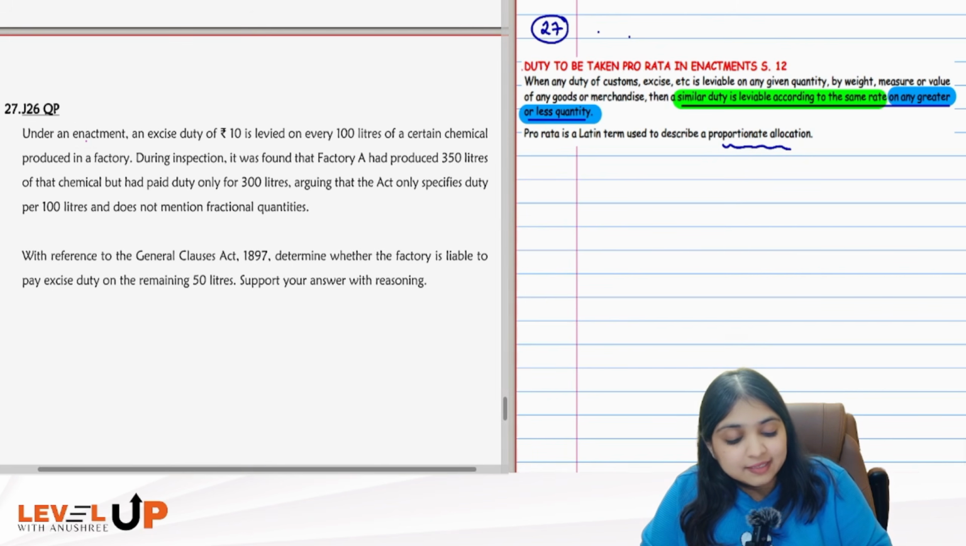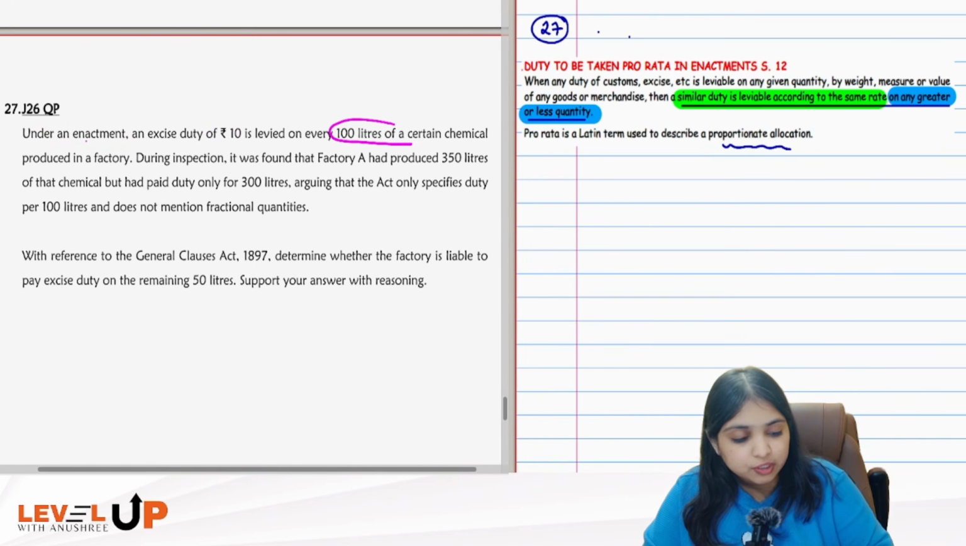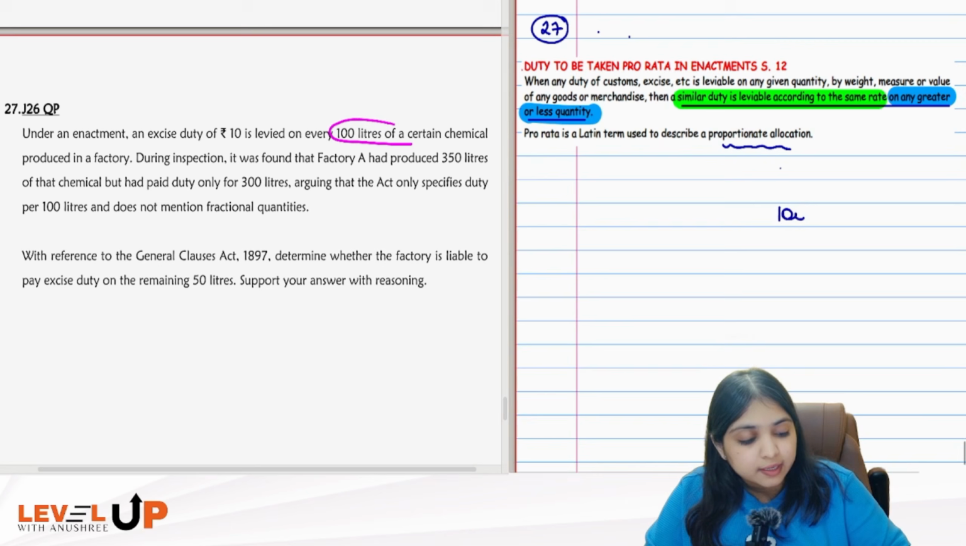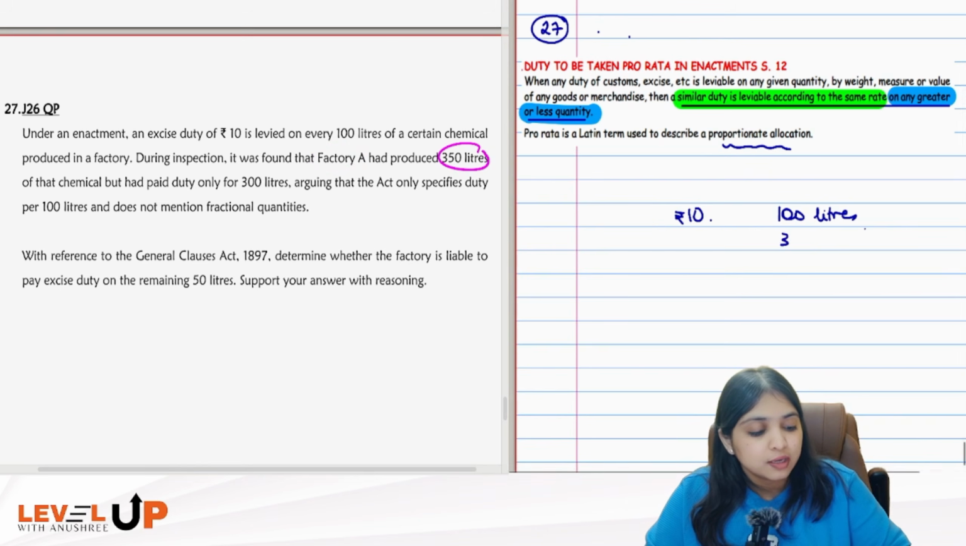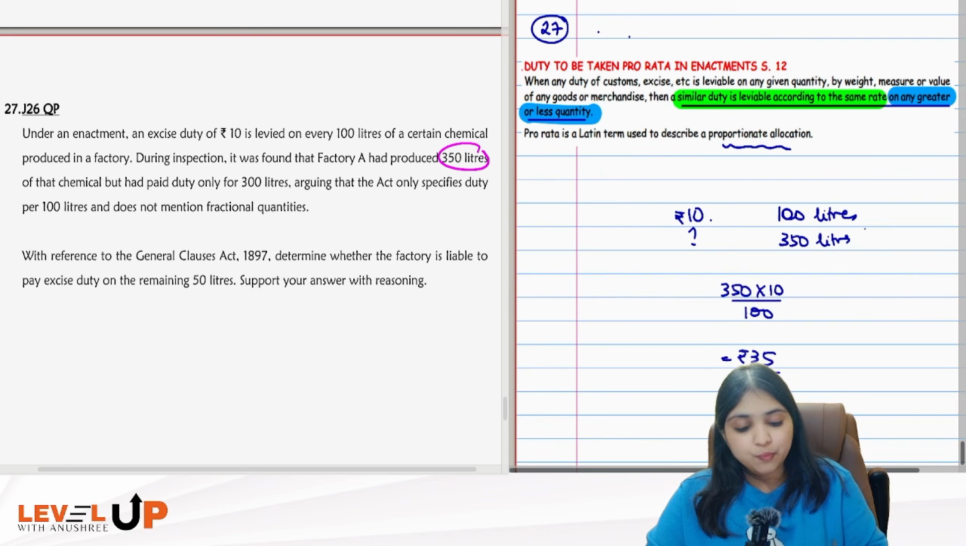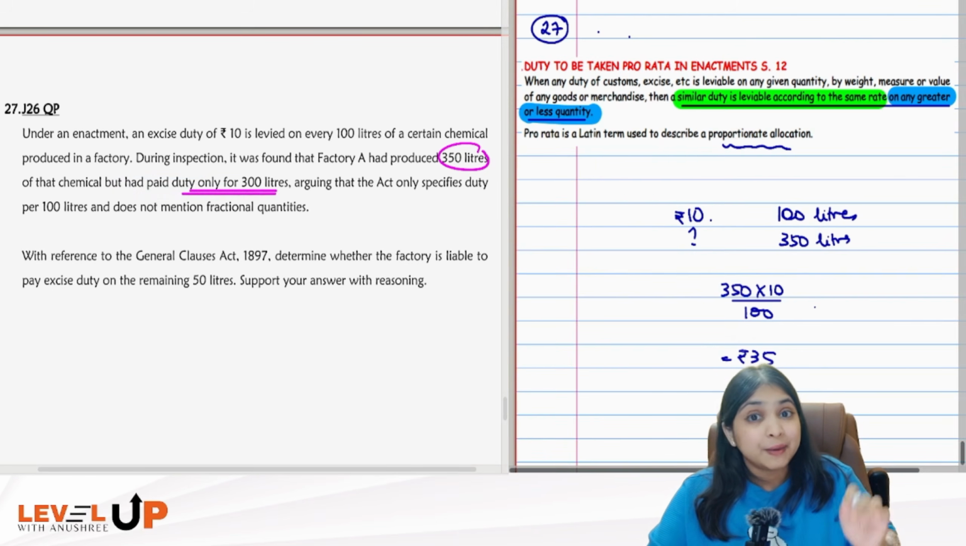Under an enactment, excise duty of 10 rupees is levied on every 100 liters of certain chemical produced in the factory. So if we produce 100 liters, we'll have to pay 10 rupees duty. During inspection, it was found that factory A produced 350 liters. So if you do pro rata calculation, if you produce 350 liters, then how much duty you will have to pay? Proportionate calculation, guys. 350 into 10 by 100, 35 rupees duty you will have to pay. But see what happened. This factory paid duty only for 300 liters, not for 350 liters.